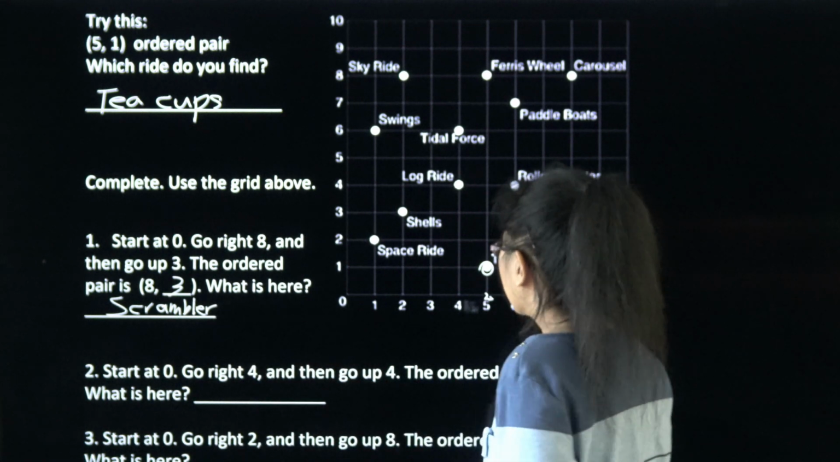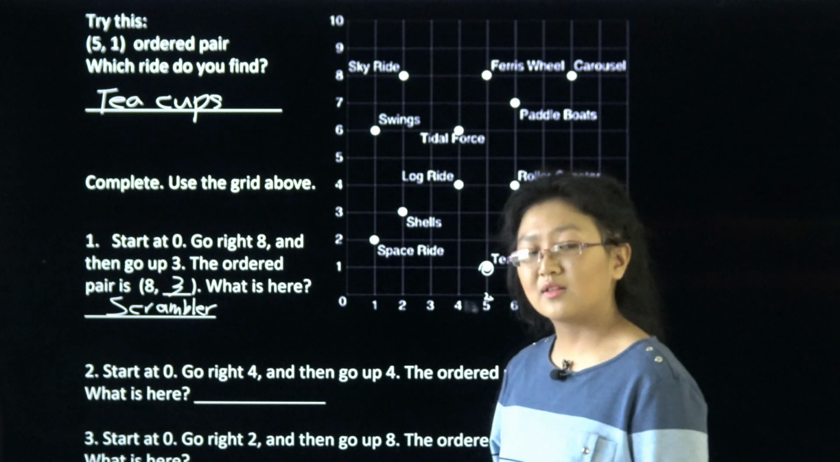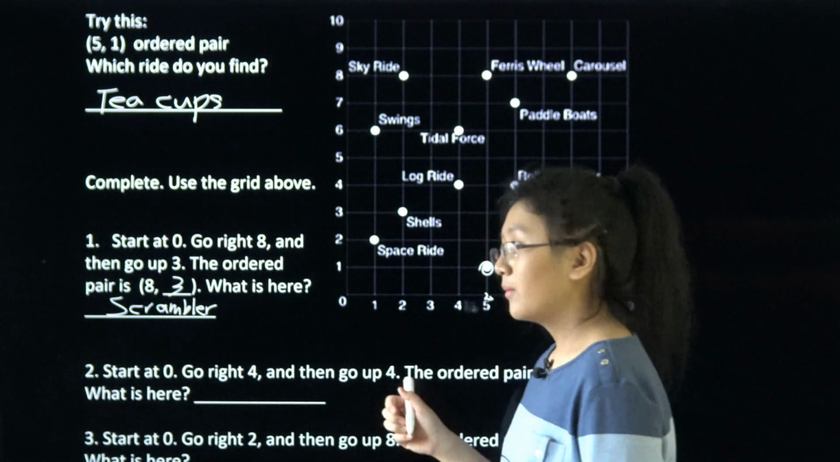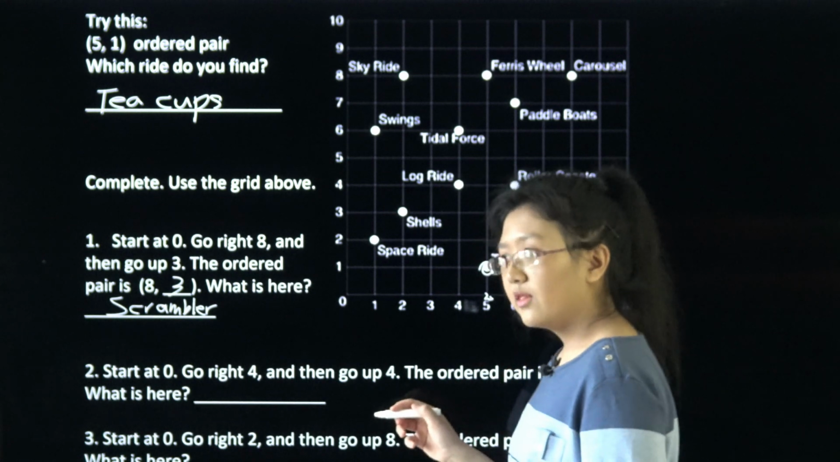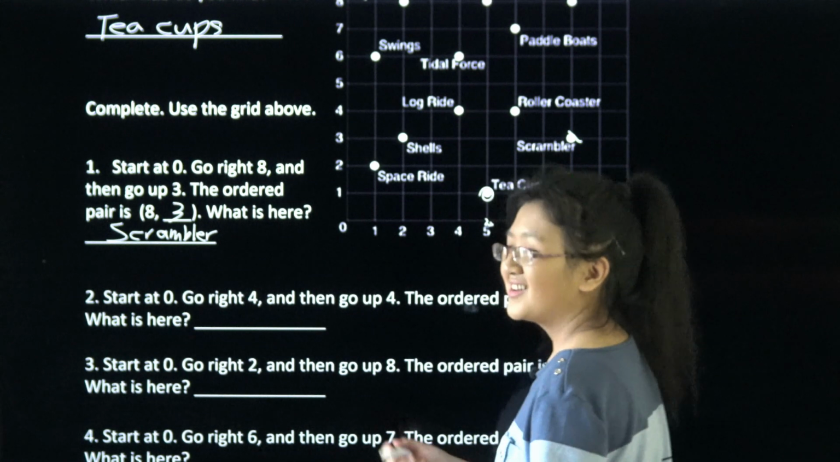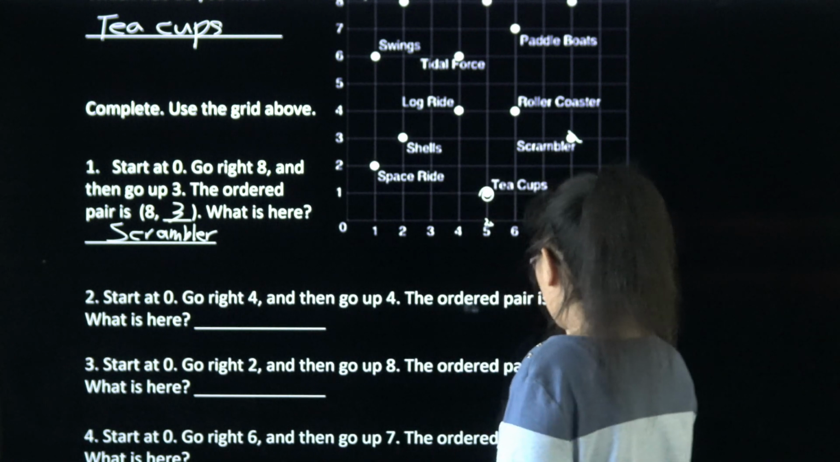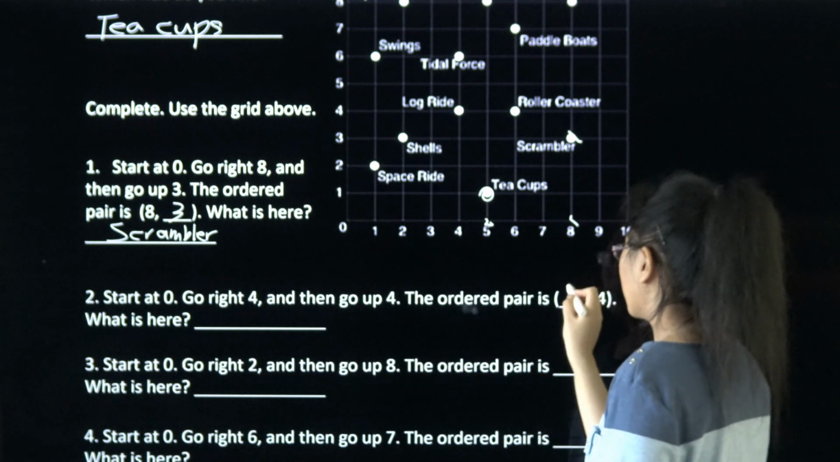Start at 0, go right 4, and then go up 4. The ordered pair is bracket, something, comma, 4, and bracket. What is here? So the first number is how much we go right, right? Get the joke? So what is the number over here? If it's how much we go right and we write 4, then the number is 4.